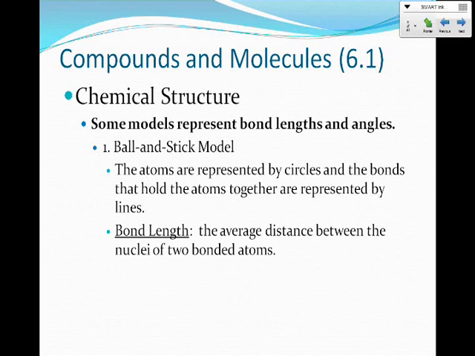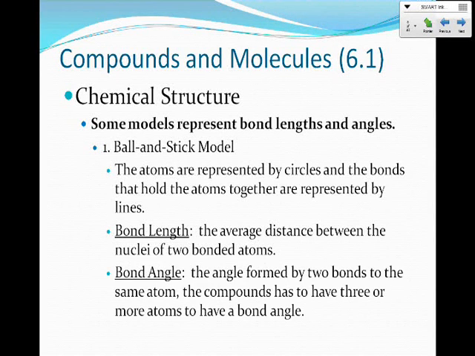Now, the bond length is the distance between the nuclei of the two bonded atoms. We say nuclei when you're talking about more than one nucleus. A bond angle is the angle that's formed by two bonds to the same atom. Compounds have to have three or more atoms to have a bond angle. So to actually have a bond angle, you have to have three or more atoms in your compound. And as you look at your picture, it shows you two of the angles for that ball and stick model.